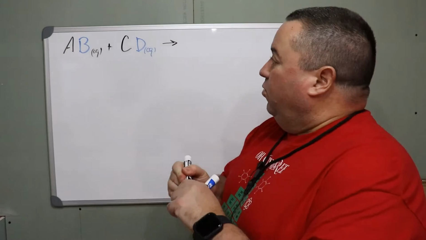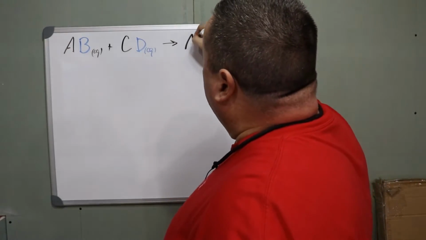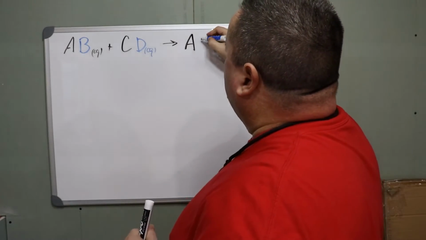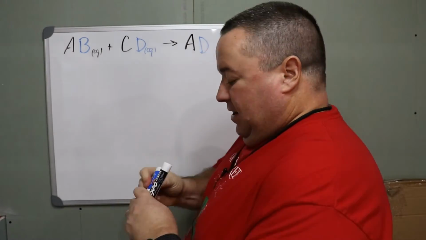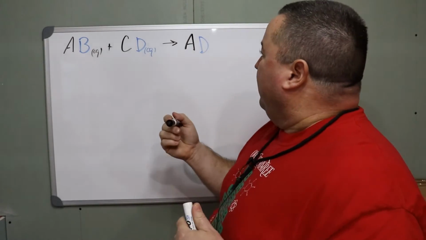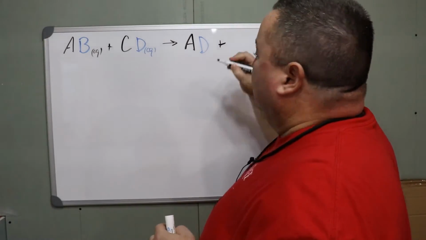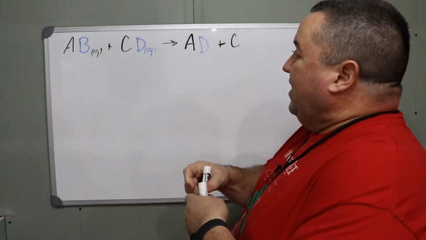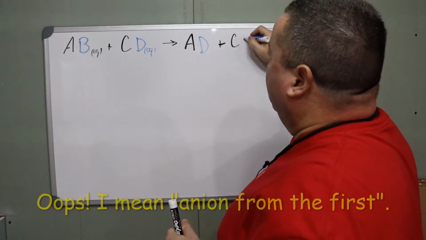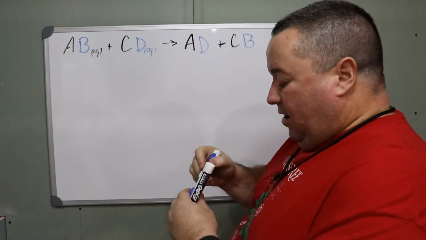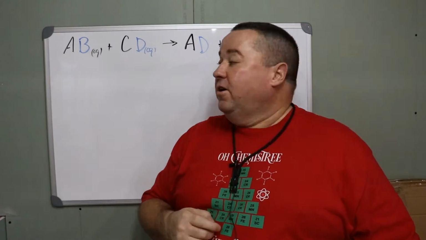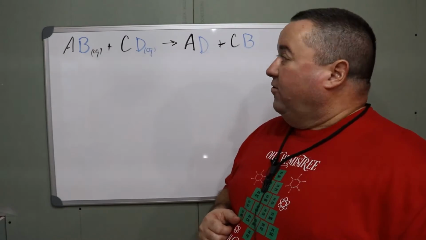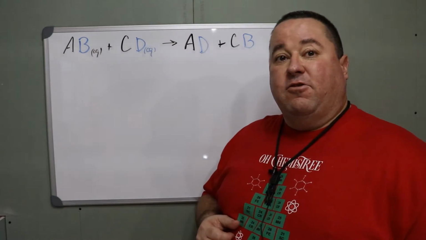So A would be paired with D, the cation from the first compound with the anion from the second, and then we would have the cation being written first from the second compound with the anion from the first. And also we'll learn later that this reaction only occurs if one of the possible products is a precipitate or gas or water in the event of a neutralization reaction.